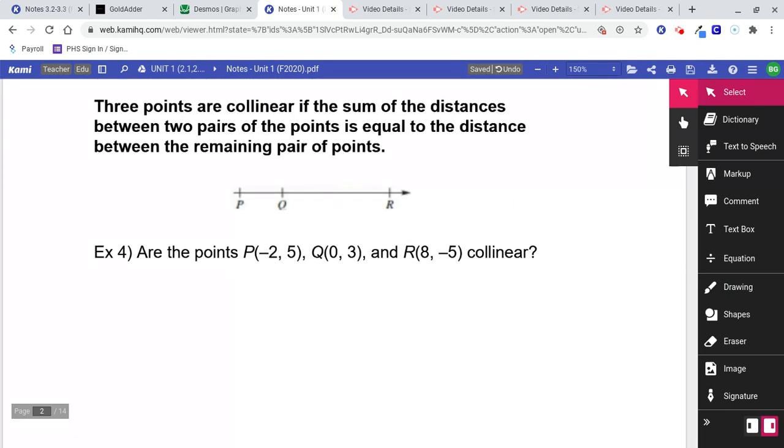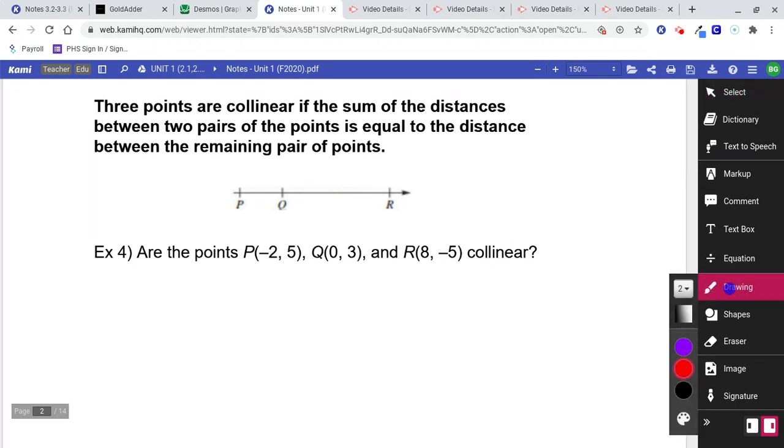Next problem is pretty much the same thing. Very similar concept. Three points are collinear if the sum of the distance between two pairs of the points is equal to the distance between the remaining pair of points. I know that's hard to read. Read it again if you want to. But you should remember this concept from geometry. Basically, it's saying this plus this, part plus part equals total. That's how I taught it in geometry.